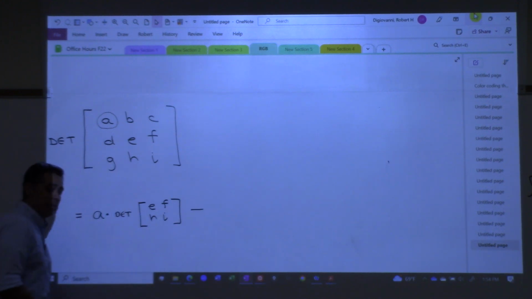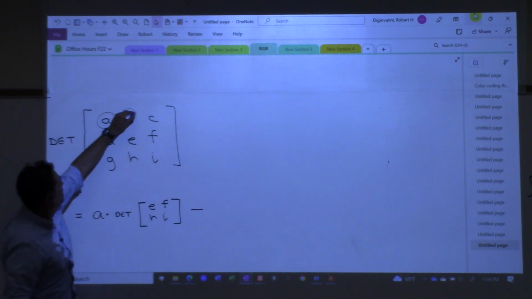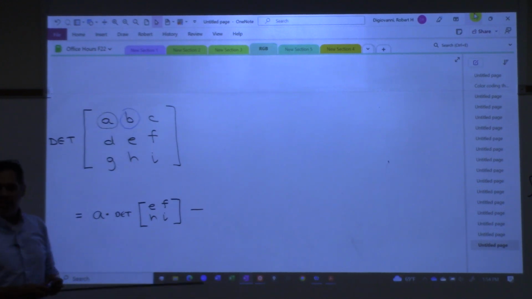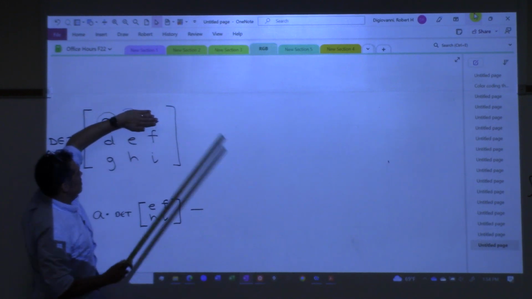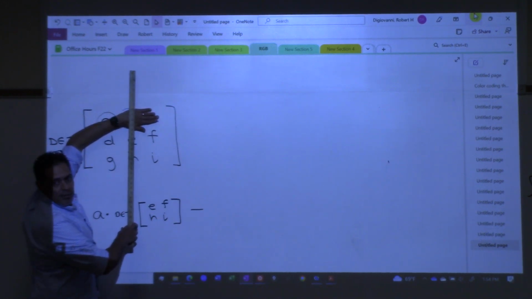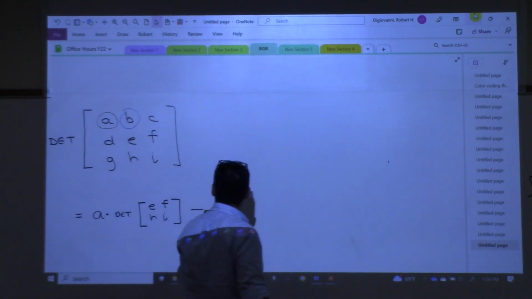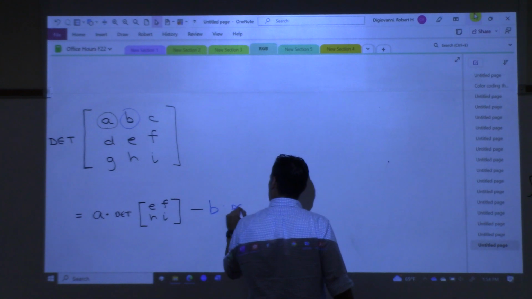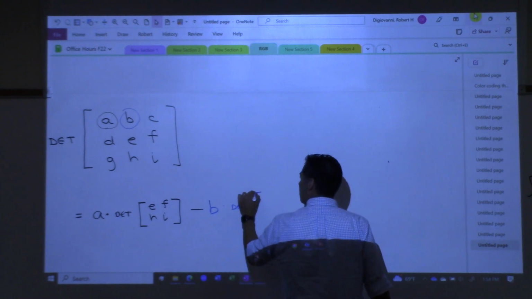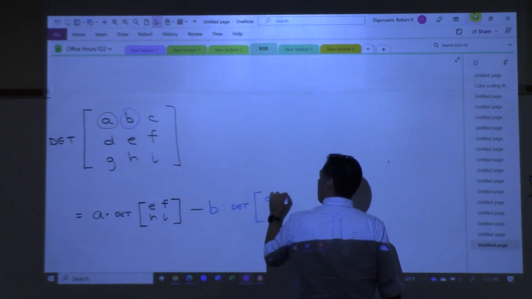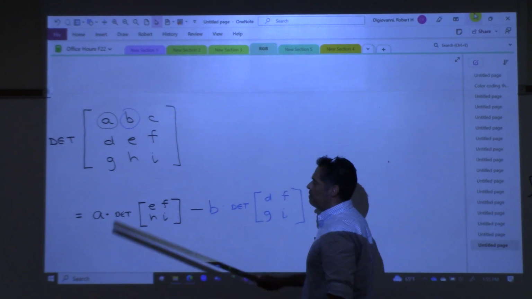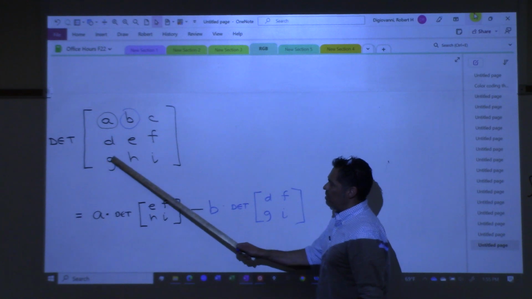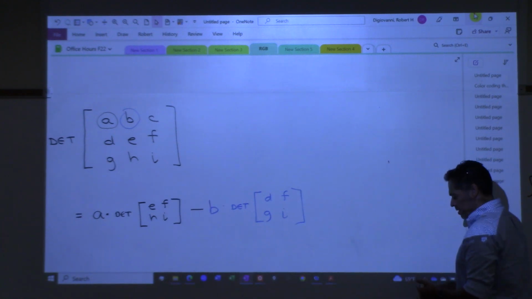Now you move on to the B. And when you do the B this time, it wipes out this column and this row. So those are gone. And now you're going to do the determinant of what those four are left. So it's going to be B times the determinant of what, D, F, G, I, right? The D, the F, the G, the I, and then one more. And this one will be a plus.